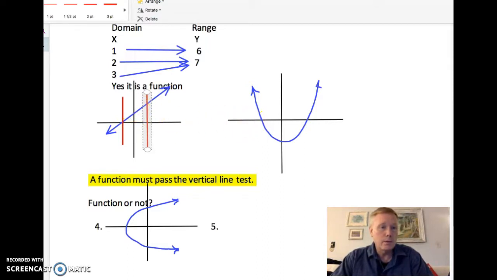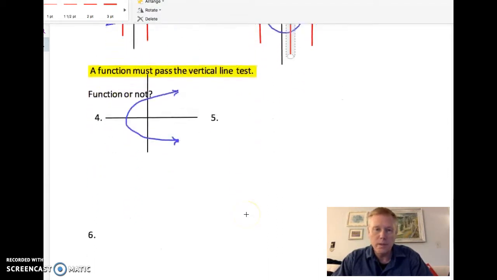If I move over to the right to a couple of my other examples here, this one, it only hits it in one spot there, and even though this starts getting pretty steep, that vertical line still only hits that blue curve in one spot, which means that one's a function also. You can see all the vertical lines hit it only in one spot.